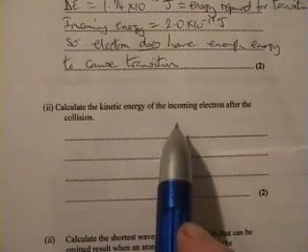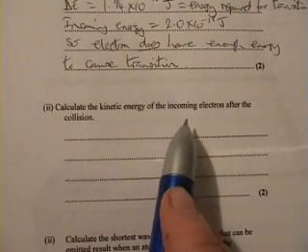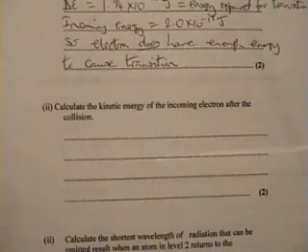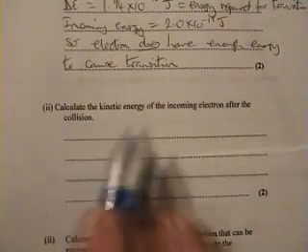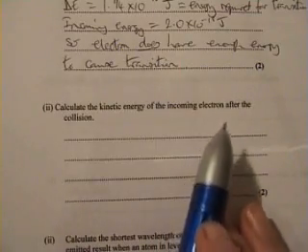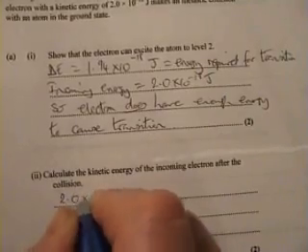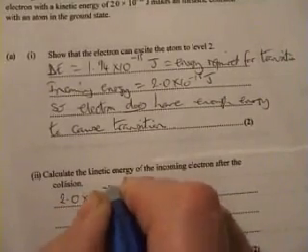Right, next part of the question is now talking about this electron that's coming from outside. It's bumped into the atom, it's given up energy to the atom. After the collision, how much energy will this electron have left? Well, it started out, came in, with 2.0 times 10 to the minus 18 joules.